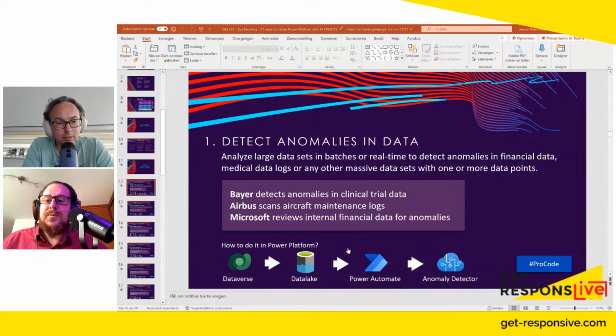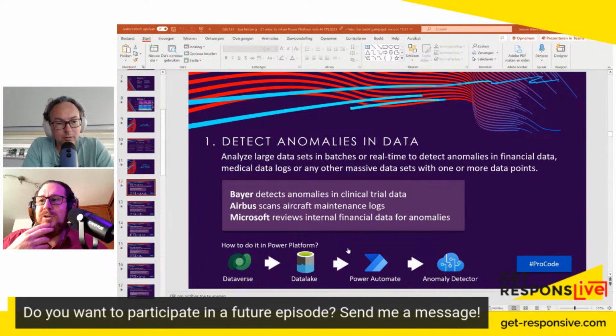Airbus is using that for, I think, maybe an even more interesting solution. They're using that to scan the maintenance logs for all the aircraft and discover when an aircraft can break down before it breaks down, based on the history of all these thousands of aircraft that they have.